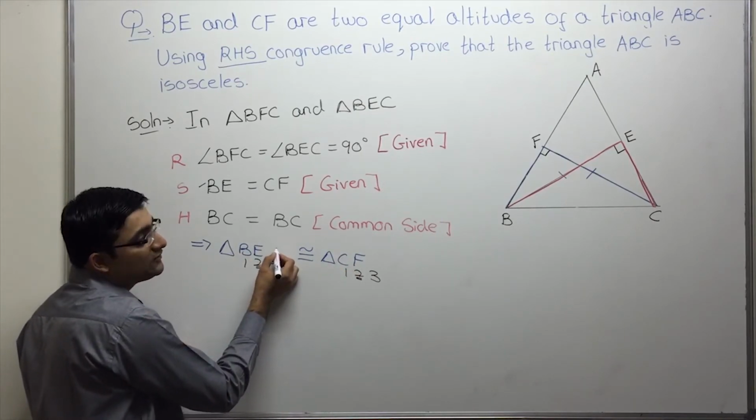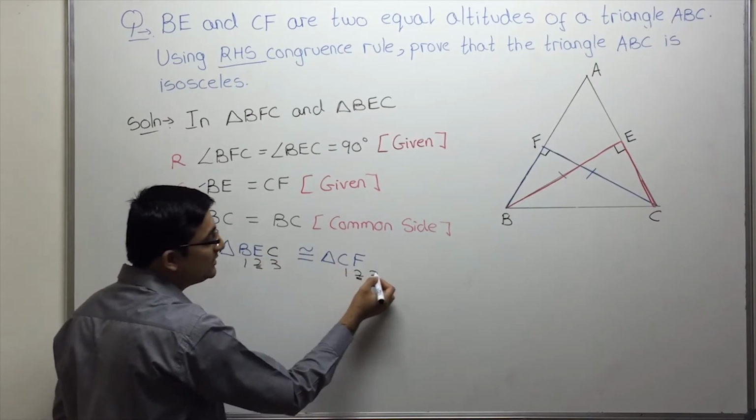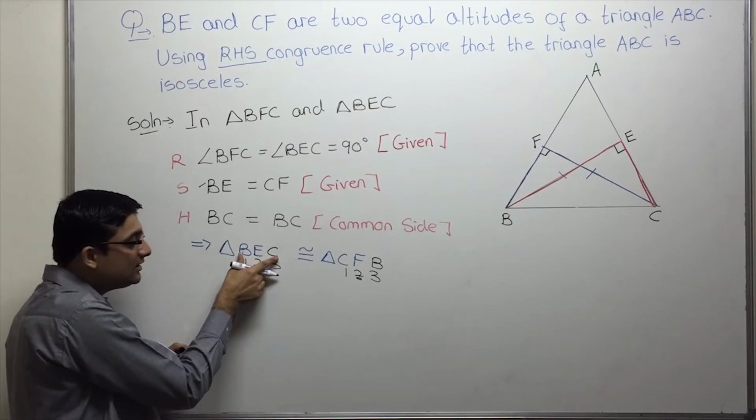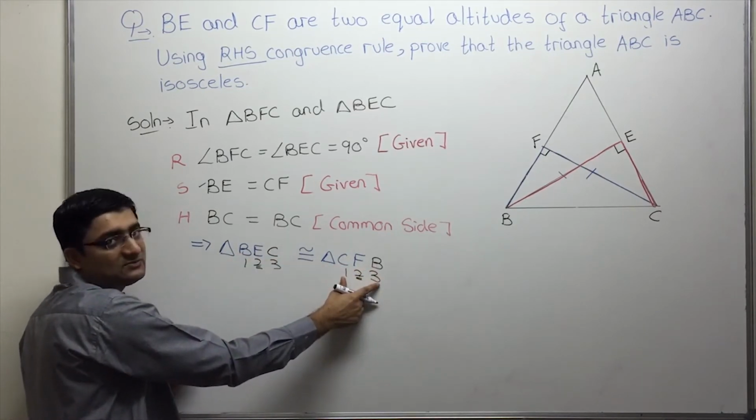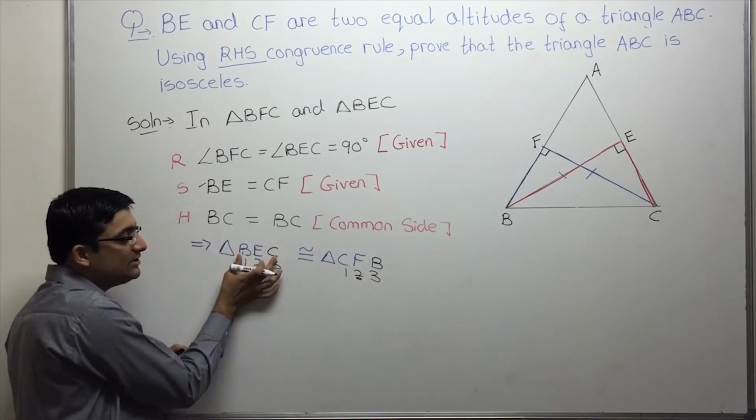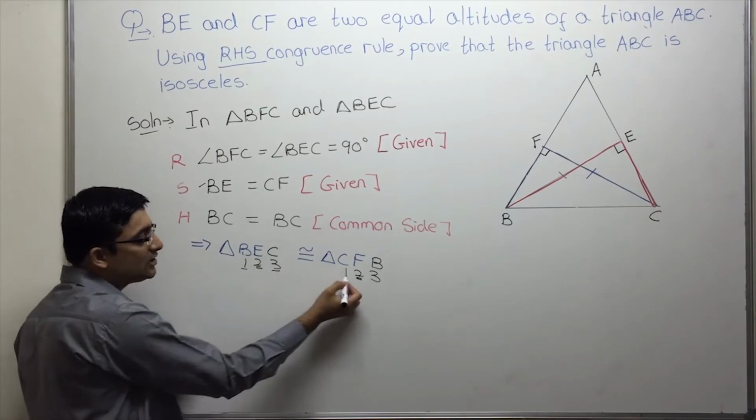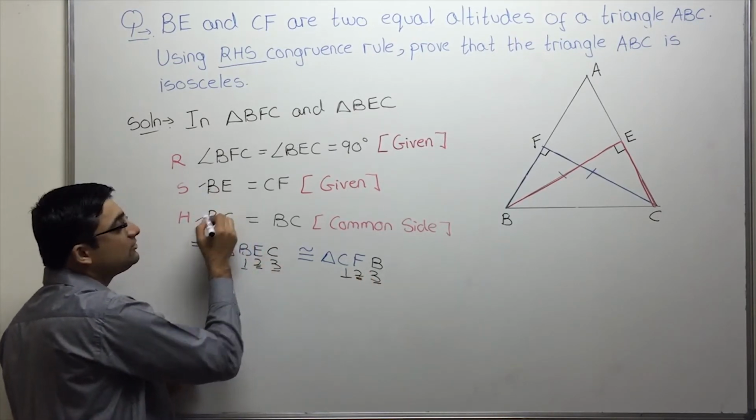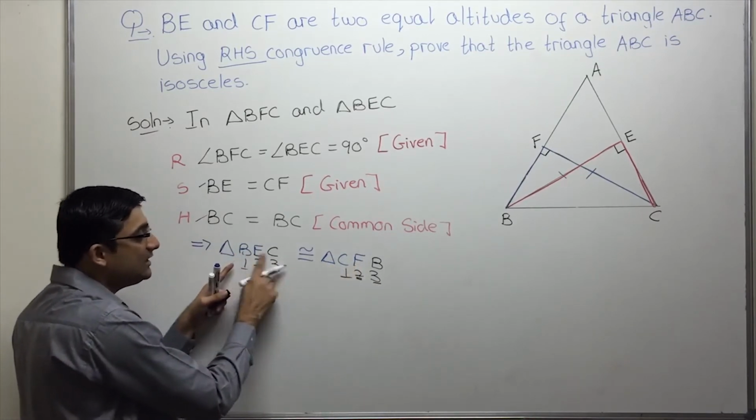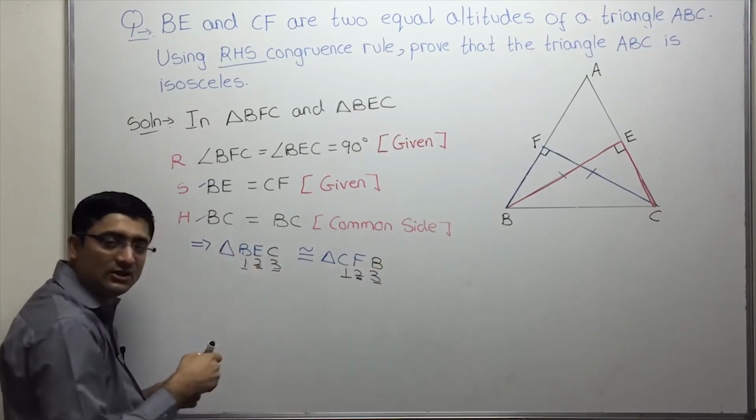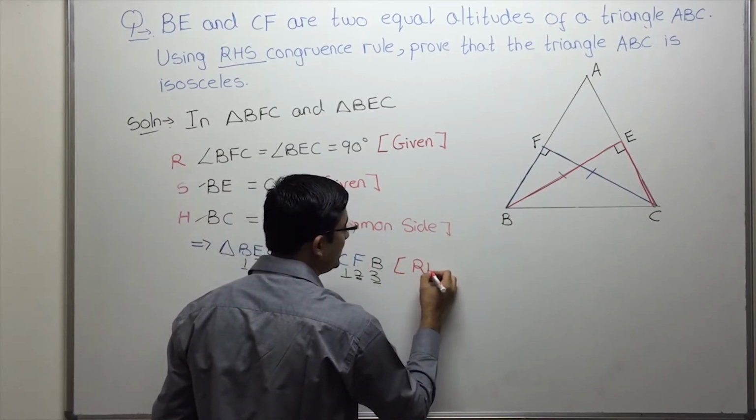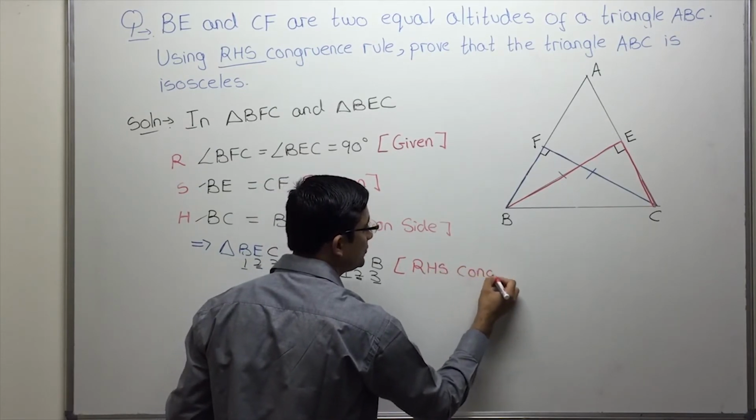Next, what remains over here? BEC. What remains over here? CFB. Now, BC should correspond to BC. BC is the first and third letter here, and this will correspond to the first and third letter here, that is BC. See, BC, CB, same thing. So all the three things are matched. BE, first two letters, is equal to the first two letters CF. Angle E is equal to angle F, and BC is equal to BC. So this is the congruence statement. What is the criteria we've used? RHS. So you can write over here, RHS congruence rule.